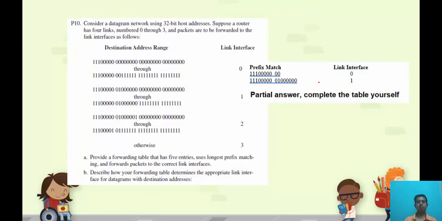So the prefix match for 0 is 111, then up to these 2 zeros. If you look at it, why 2 zeros? Because from here up to this, this is link interface 0. From here interface 1 starts, so this is the prefix of interface 1. Accordingly you calculate for these other interfaces as well.